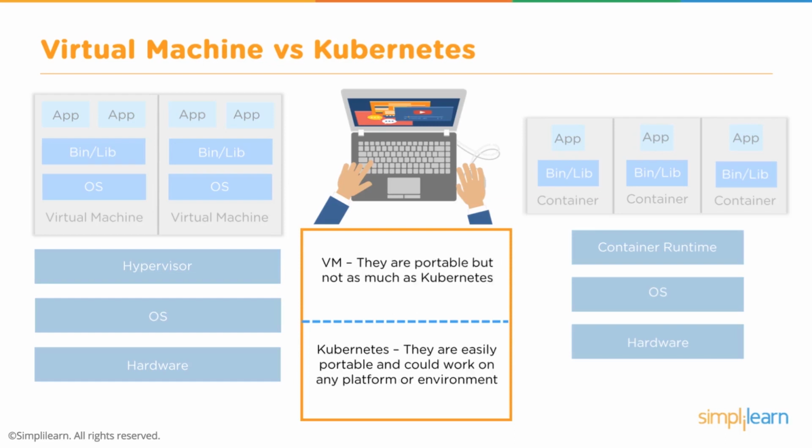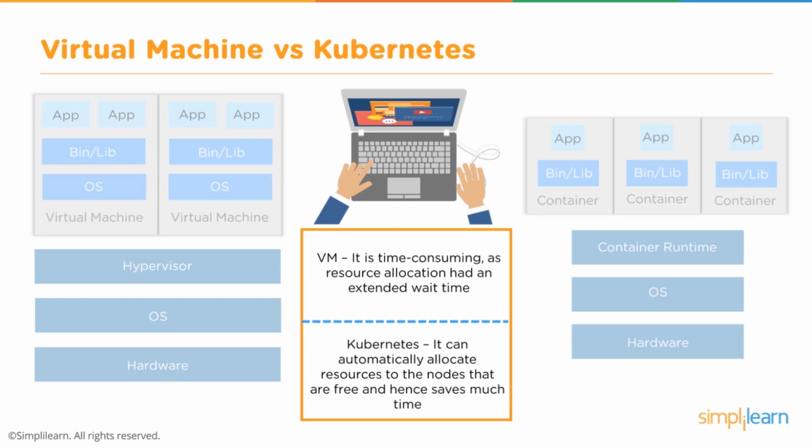So as we highlighted here, VMs are not as portable as Kubernetes, and Kubernetes is portable directly related to the use of containerization. And because Kubernetes is built on top of containers, it is much less time consuming because you can actually script and automatically allocate resource to nodes within your Kubernetes environment. This allows the infrastructure to run much more effectively and much more efficiently.